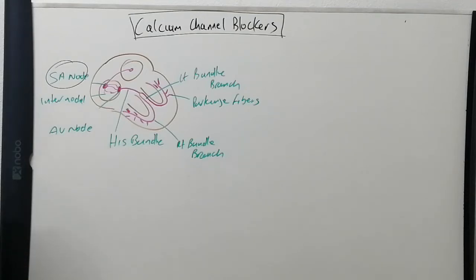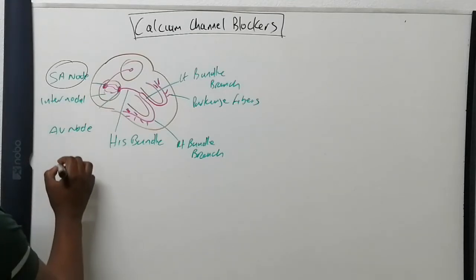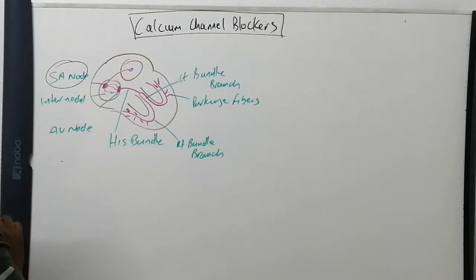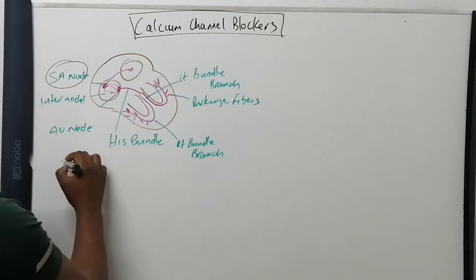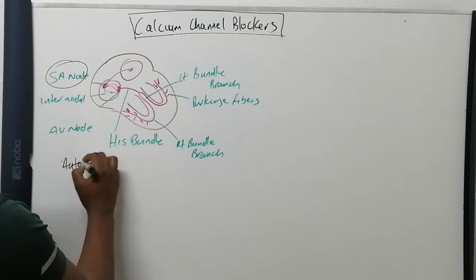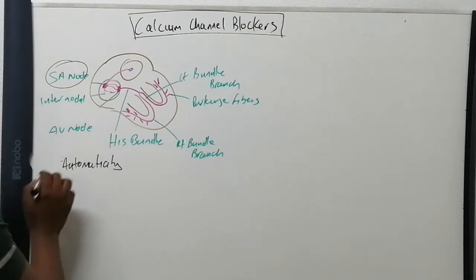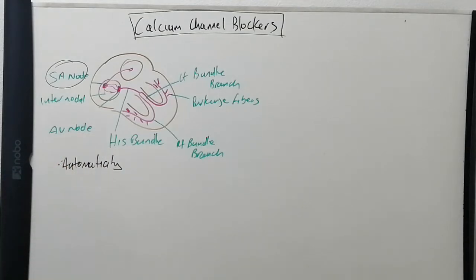So the heart is able to trigger its own contraction. The SA node has what is called automaticity, which means that the SA node can initiate its own depolarization, its own action potentials, and then contraction of the cardiomyocytes occurs.